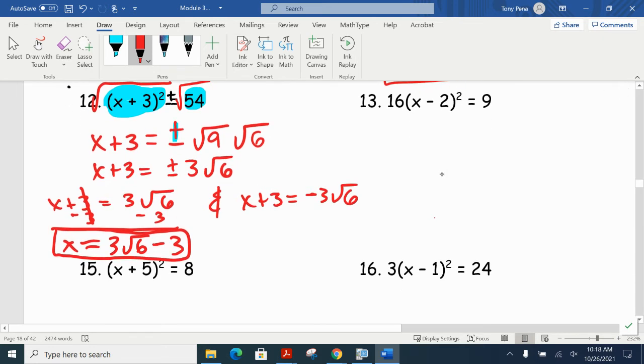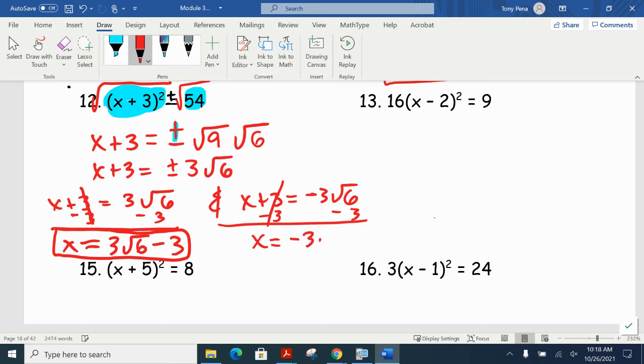We still have the second one as well. We're going to subtract the 3 from it also. But since this is a radical and this one is not, we cannot lump those together. We just write it as a negative 3 root 6 and then minus 3. That is your second answer. And again, it looks really weird. Okay.